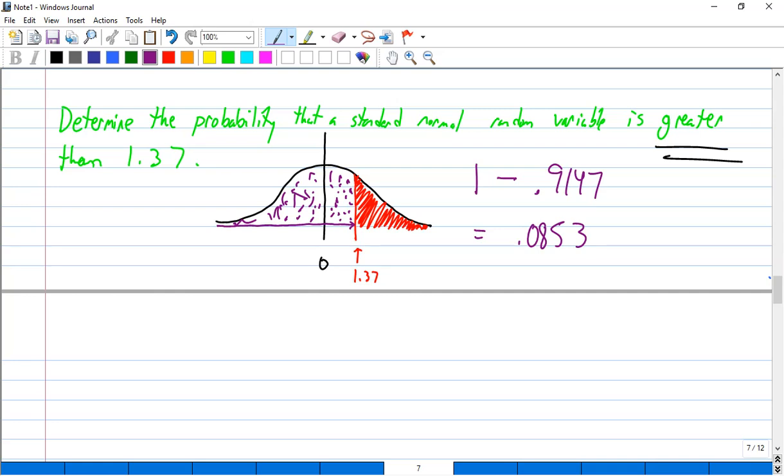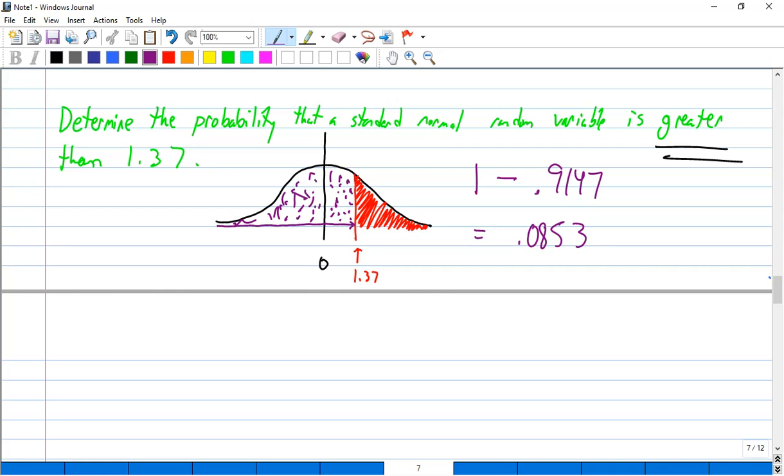Now, if we have a standard normal variable, which most of the times in the real world you're not going to have, you're going to have to standardize the value by using the z-score formula. But if we have a standard normal random variable and we want to know the probability that it's less than, then less than is to the left. We'll take the value from the table. If it's greater than, that means to the right, and so we'll say 1 minus the value from the table.